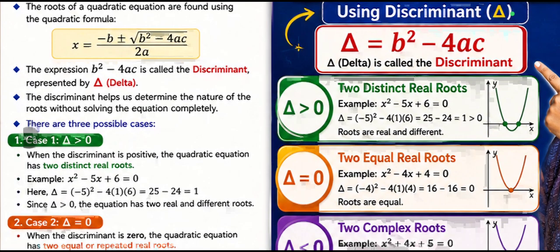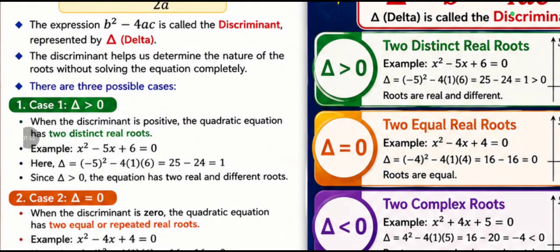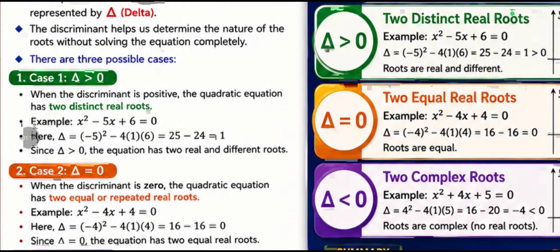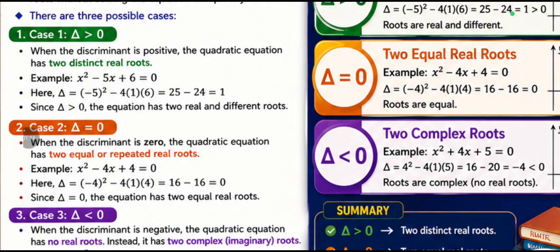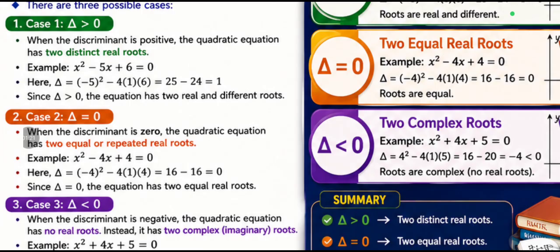Okay. Now the next point is the expression b square minus 4ac is called as the discriminant represented by delta. Have a look here. This is the symbol of delta. The discriminant helps us to determine the nature of the roots without solving the equation completely. There are three possible cases derived in this nature of roots. Okay, first case is if delta is greater than 0. That means when the discriminant is positive, the quadratic equation has two distinct real roots.